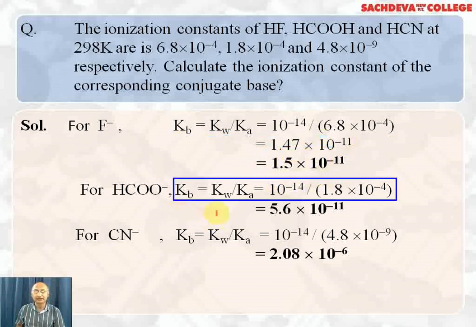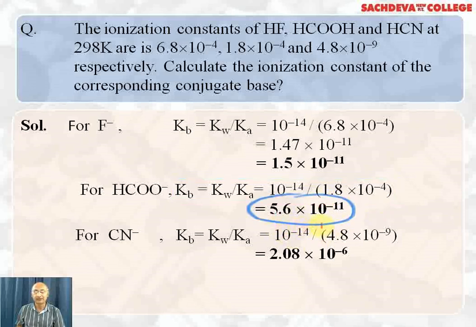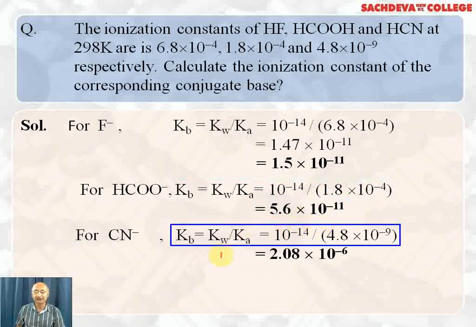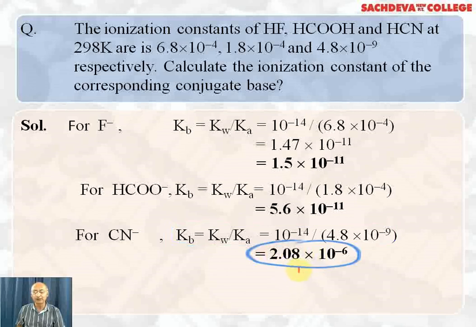Kb for formate ion is equal to Kw by Ka, 10^-14 divided by 1.8 × 10^-4. 5.6 × 10^-11 will be the answer. For cyanide ion, Kb is equal to Kw divided by Ka, 10^-14 divided by 4.8 × 10^-9. Answer will come out to be 2.08 × 10^-6.